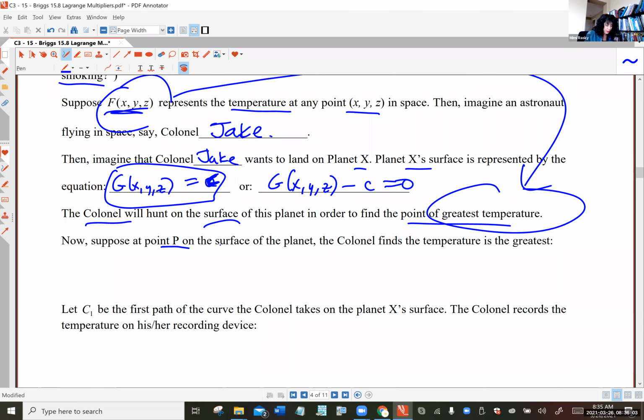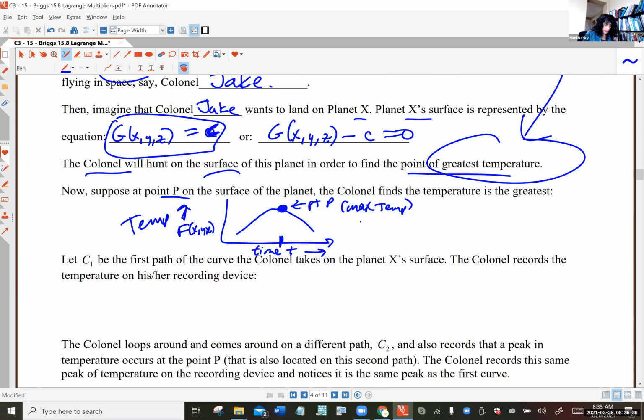So suppose at point P on the surface of the planet, Colonel Jake finds that the temperature is the greatest. He's like, all right, I found something warm. If you were to graph this where time t is along the x-axis and the temperature is our vertical axis, remember this is our big F function. At a certain time, we find a max right there. Point P gives us a max temperature.